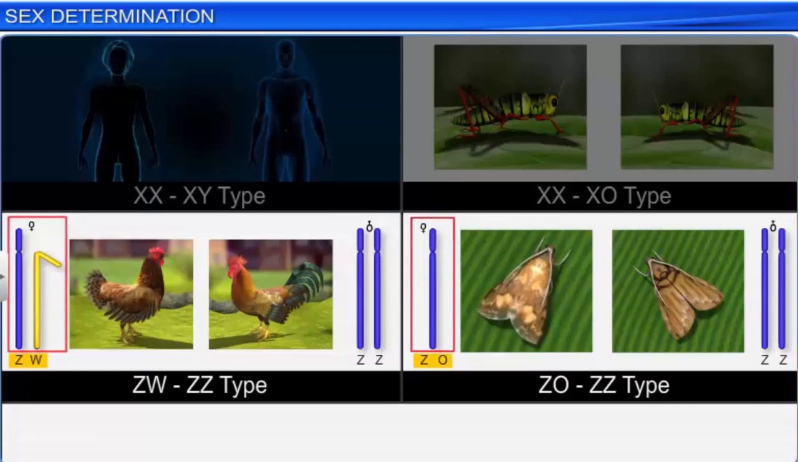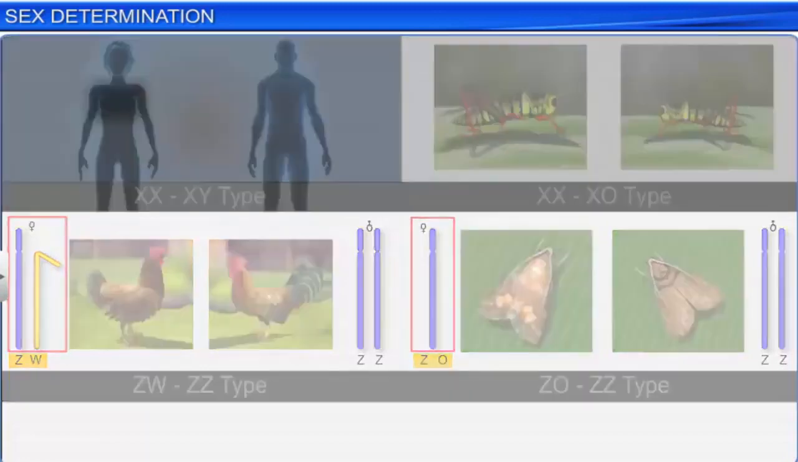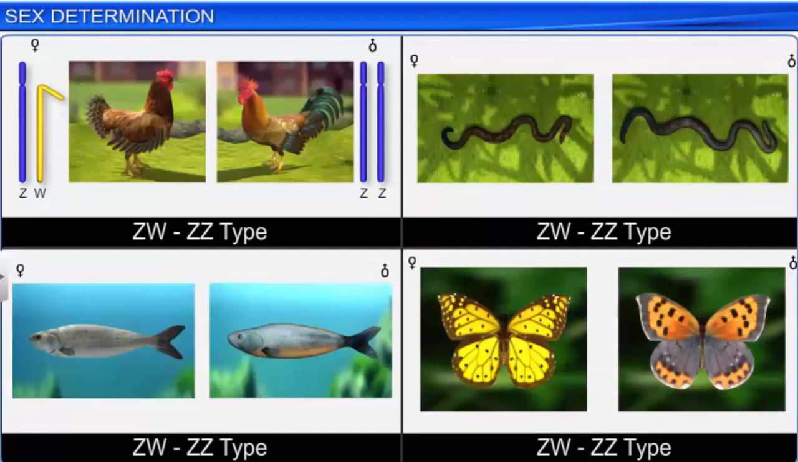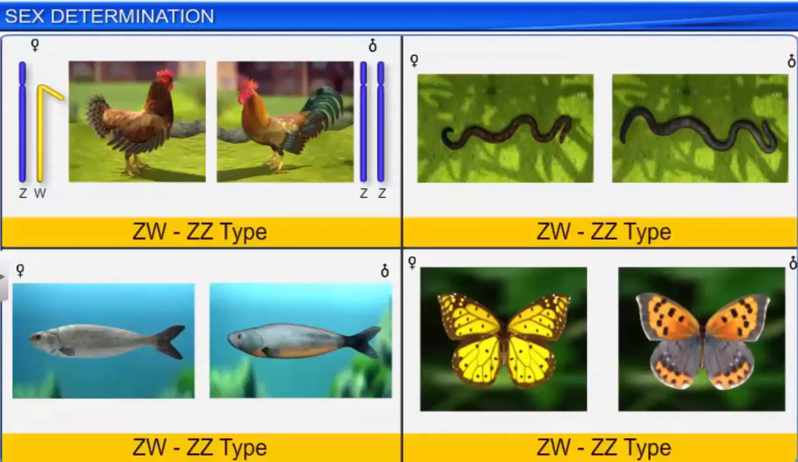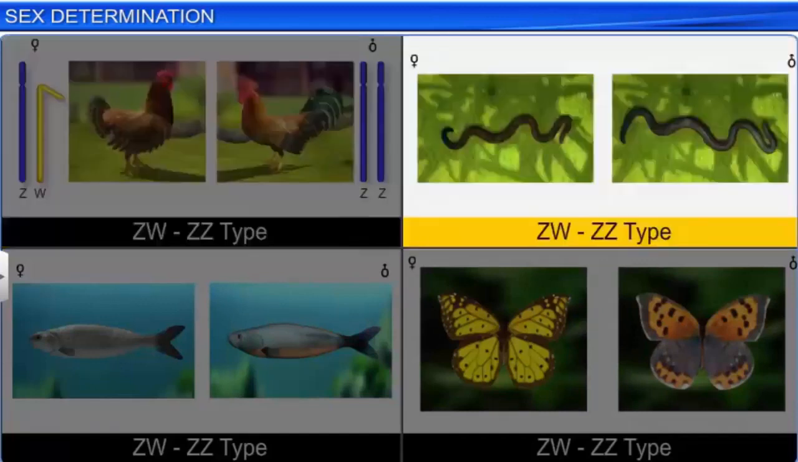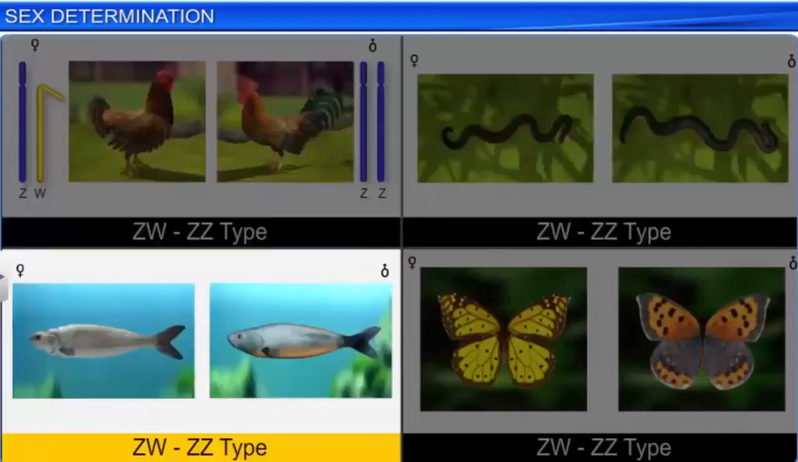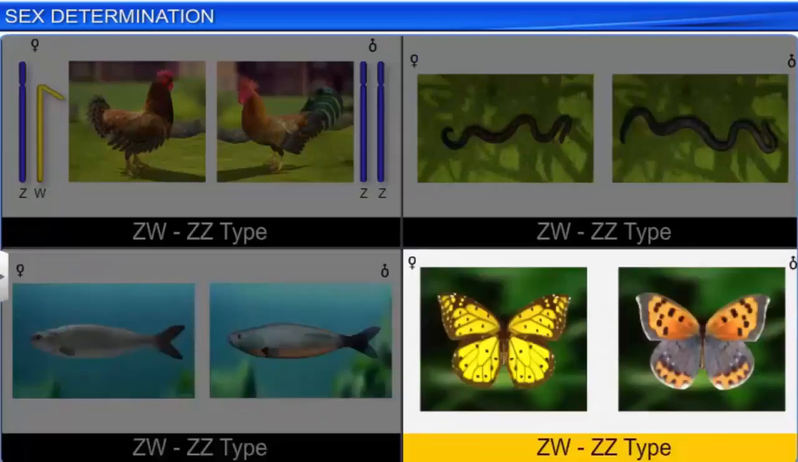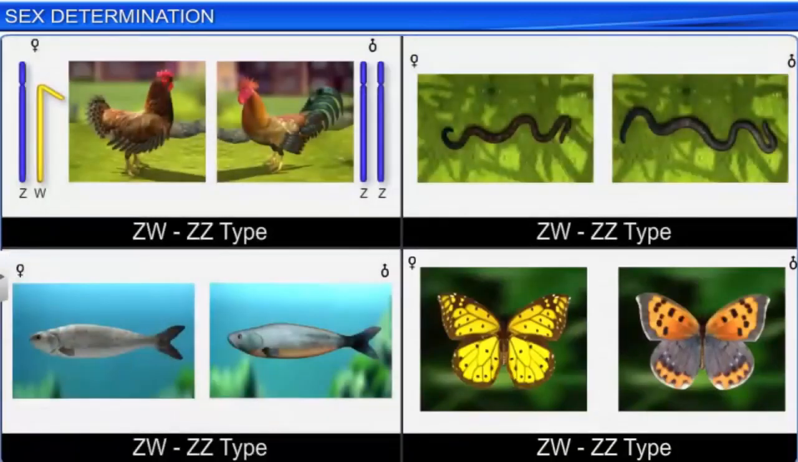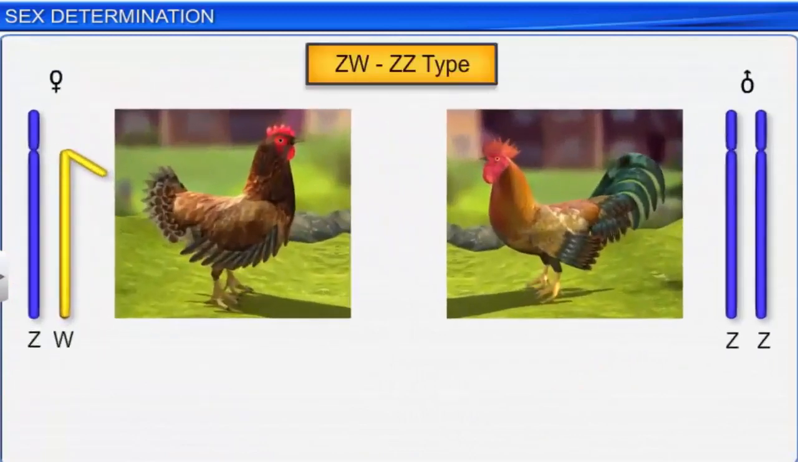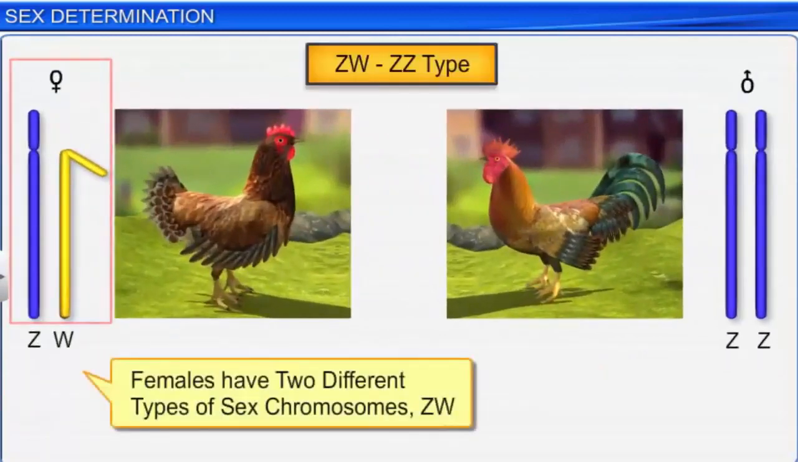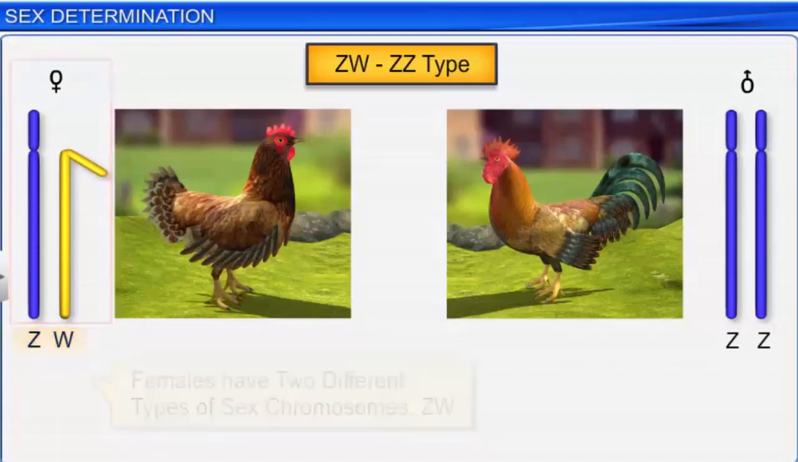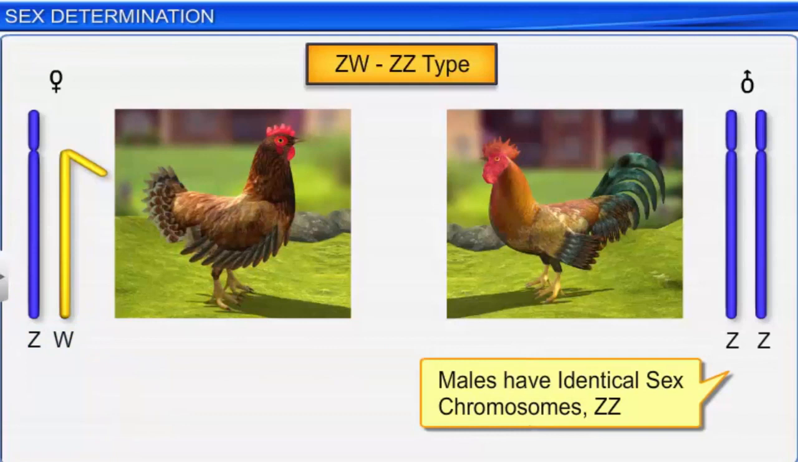An example of such a sex determination system is the ZW-ZZ type, and it occurs in birds, reptiles, fish, and some insects like butterflies and moths. In this type of sex determination, females have two different types of sex chromosomes designated as ZW, apart from the autosomes. Males, on the other hand, have identical sex chromosomes designated as ZZ, apart from the autosomes.